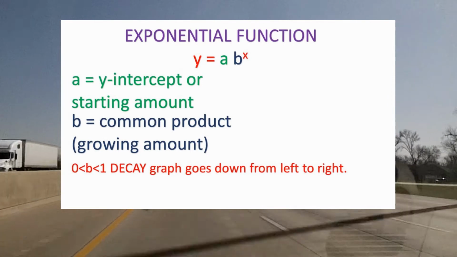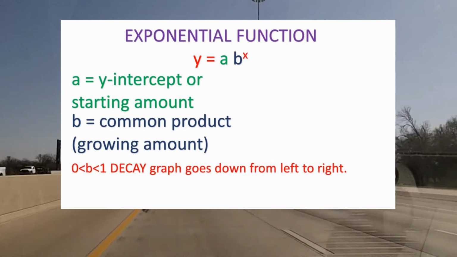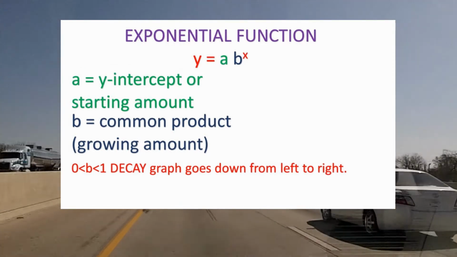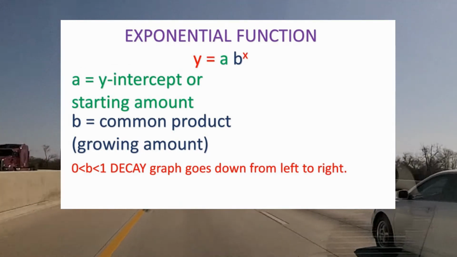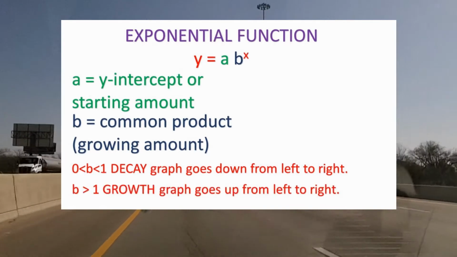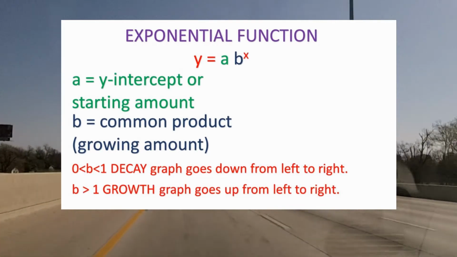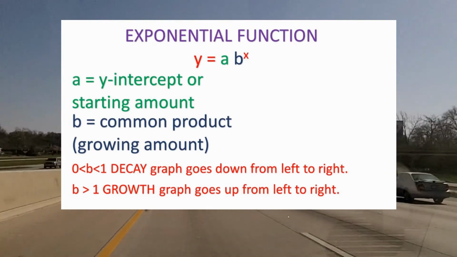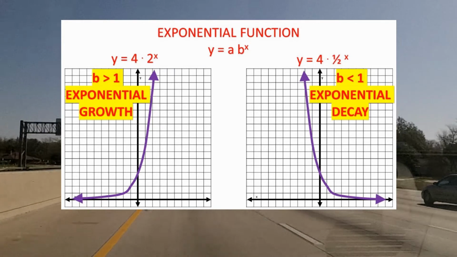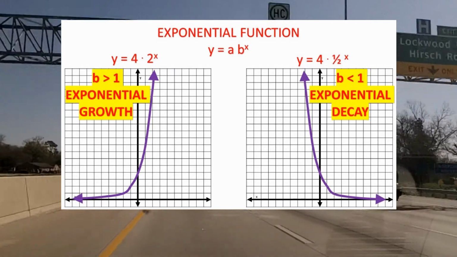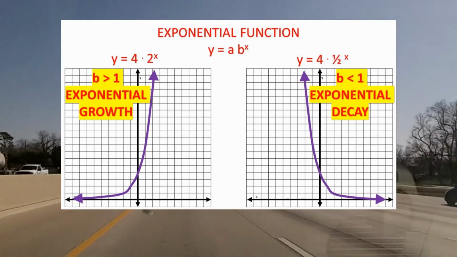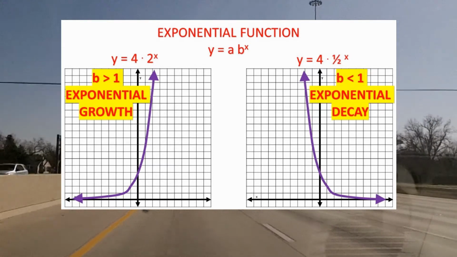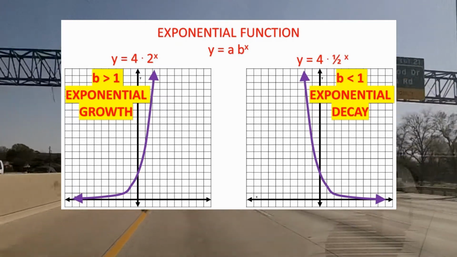Also remember that b will determine if the graph has decay or growth. If your b value is between 0 and 1, the graph will have decay and will go down from left to right. And remember, if b is more than 1, the graph will have growth and will go up from left to right. The graphs of growth and decay look like this. If your b term is more than 1, the graph will go up from left to right. If the b term is between 0 and 1, then the graph will go down from left to right.